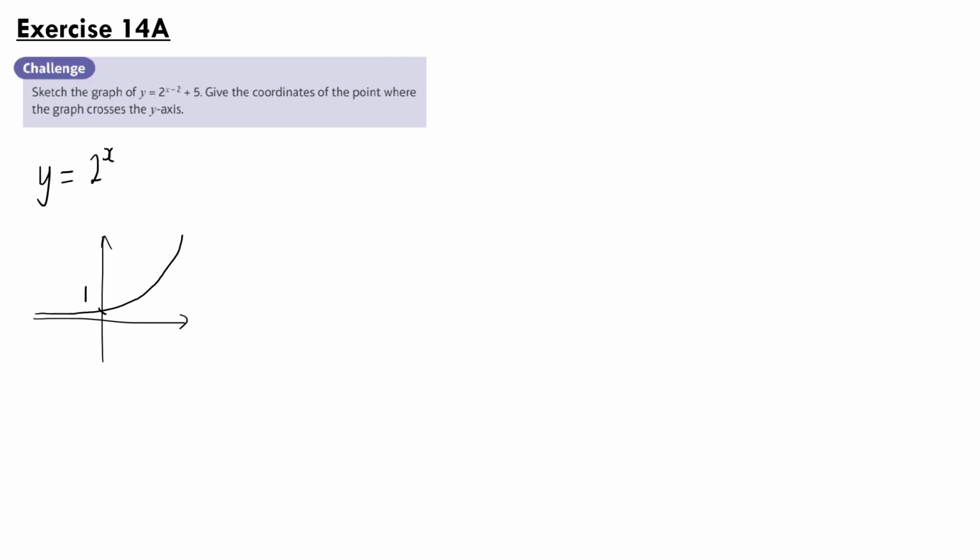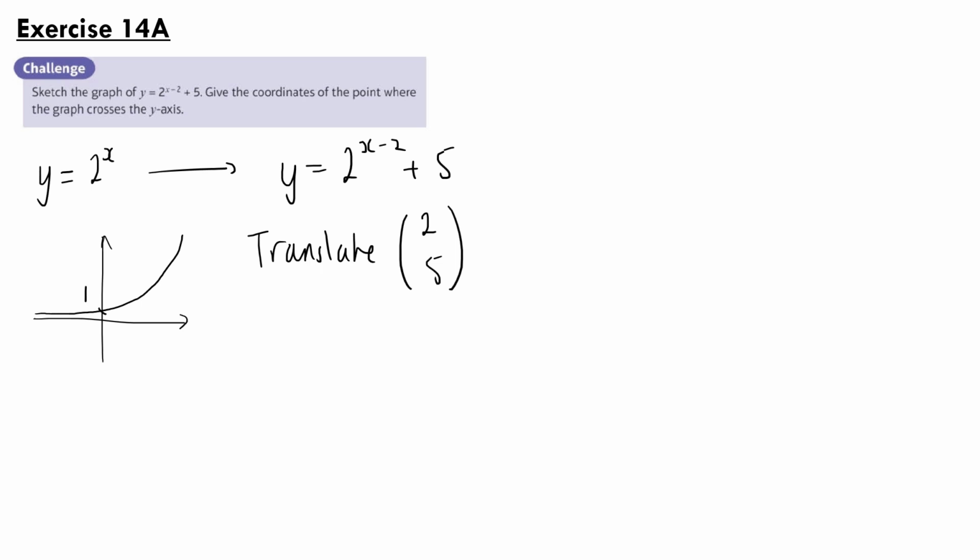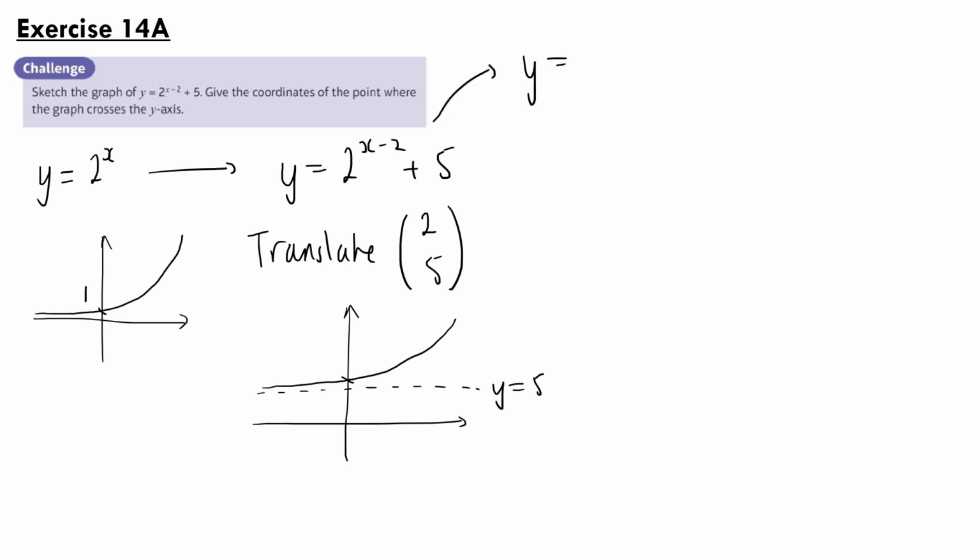Okay, now to get from y equals 2 to the power of x to y equals 2 to the power of x minus 2 plus 5, we need to translate the graph 2 to the right and 5 upwards. And if we do the translation, our asymptote is going to move up from the x-axis to the line y equals 5. And the graph is going to look something like this, where we've translated everything 2 to the right. And to find the new y-intercept here, we're going to set x equal to 0 again. So here we have y equals 2 to the power of minus 2 plus 5, which is equal to 21 quarters.